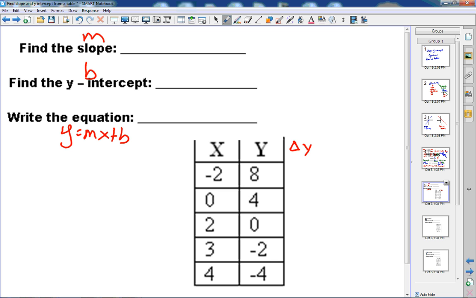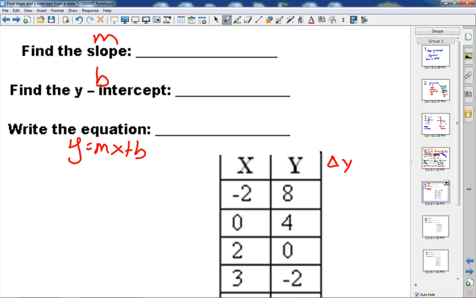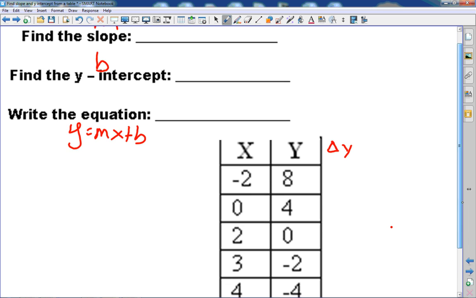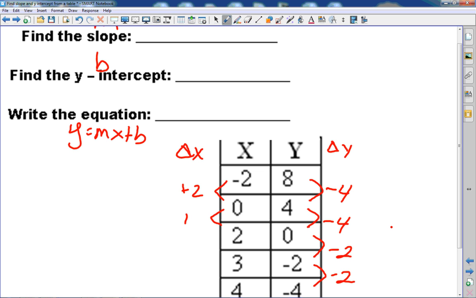Let's see if I can get rid of this right here. Oh, there we go. All right, the change in y right here: minus 4, minus 4, minus 2, minus 2. Well, that's okay if these aren't the same because I have to do delta x, the change in x. Plus 2, plus 2, plus 1, plus 1.